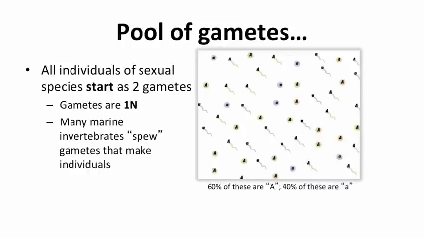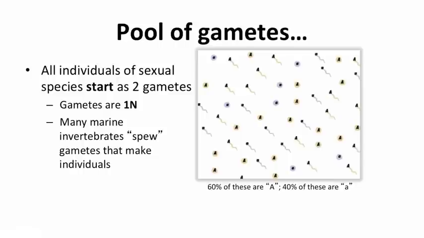Now, you can think of the world as basically a pool of gametes. It's not a particularly pleasant thought, but you can think of it that way. All individuals of sexual species start as two gametes, right? You at one point in time were two different gametes that came together and fused into you. Now, gametes are one end. They just have one copy of all their genes.